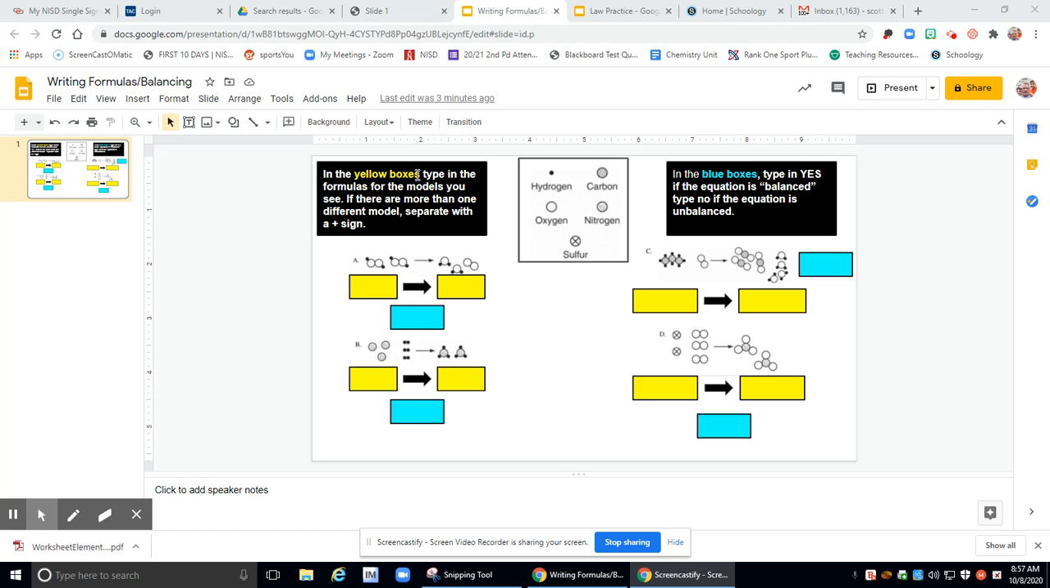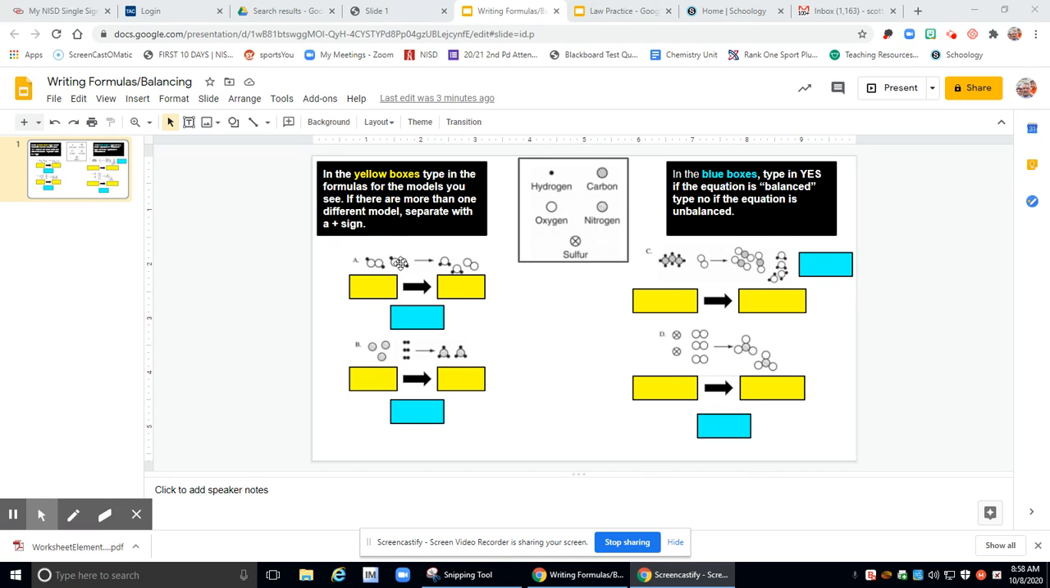So in the yellow boxes, what you're going to do is type in the formulas for the models that you see. If there are more than one different model, you're going to separate that with a plus sign. So basically, you're going to be writing the chemical equation that we talked about yesterday. Okay. So for A, we'll do A together, and then you're responsible for B, C, and D.